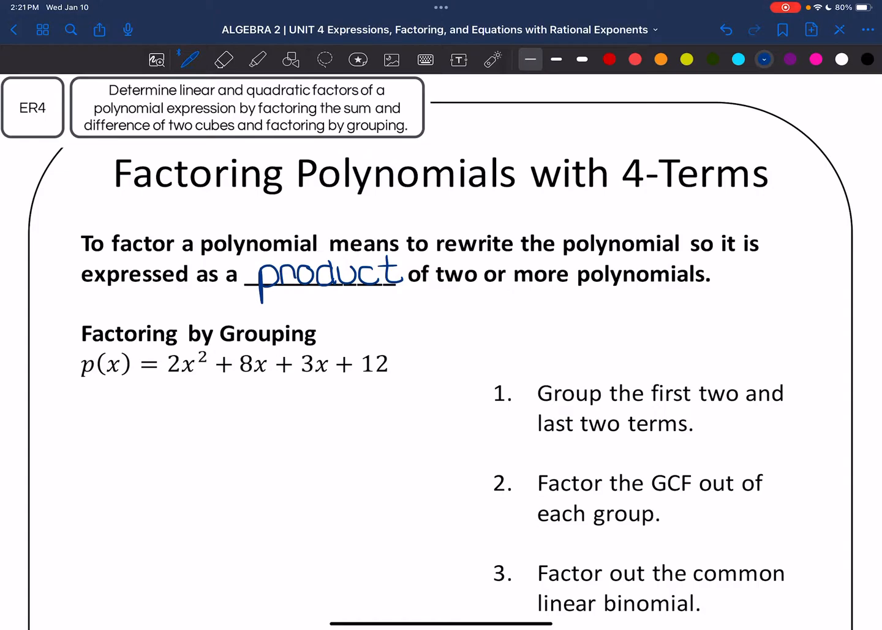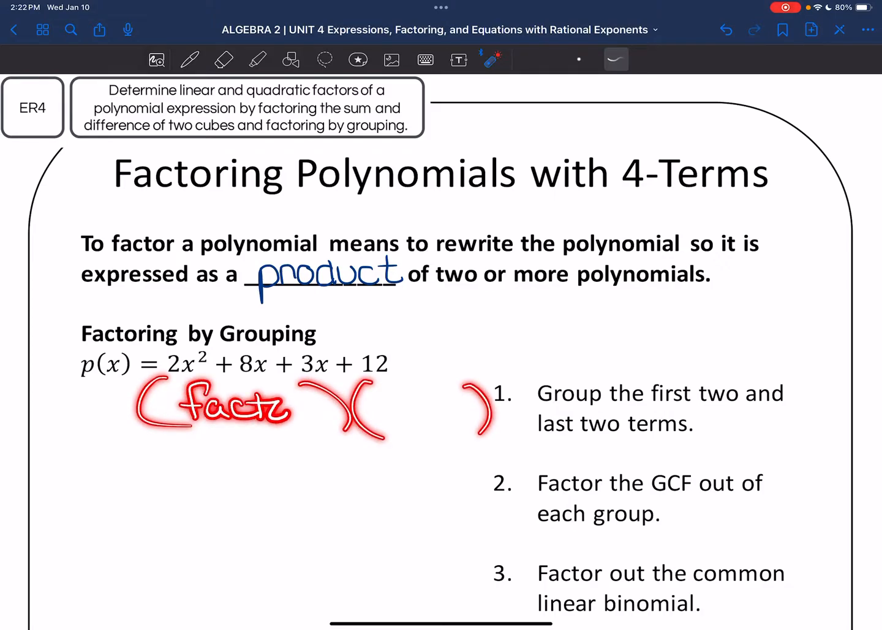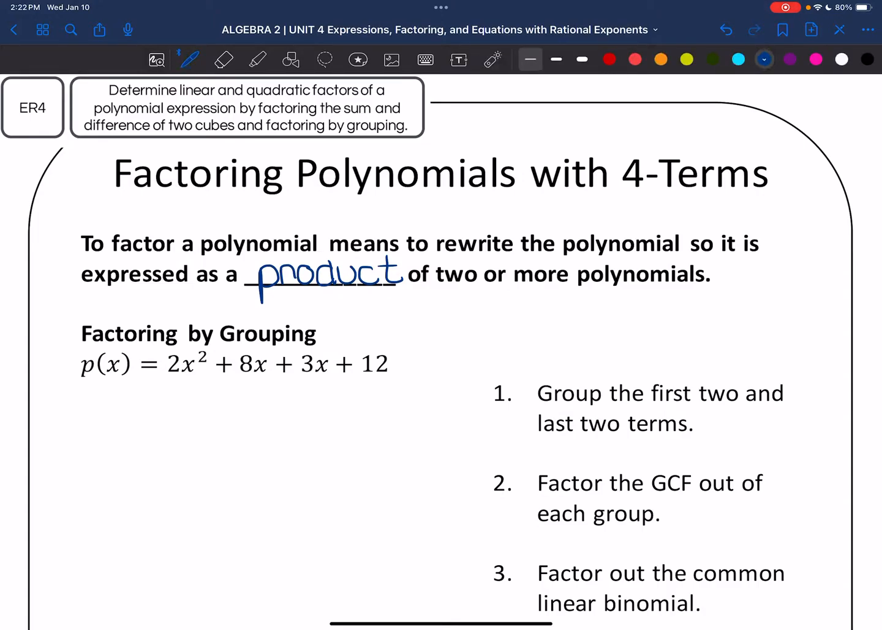So we're going to try and take all these terms which are being added and subtracted and rewrite it so that what we have are things multiplying together. Those things that are multiplying together are called the factors. So we'll have a factor and a factor multiplying together. So when you have several terms like this, when you have four terms like we have here, factoring by grouping is often a wonderful approach.